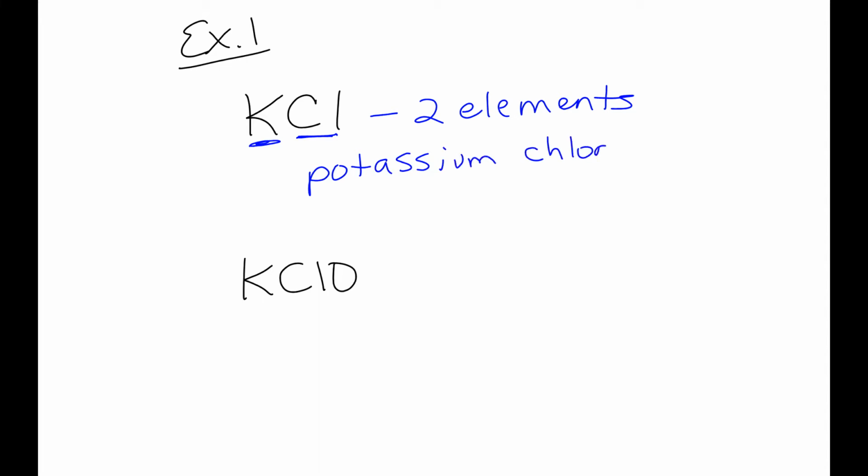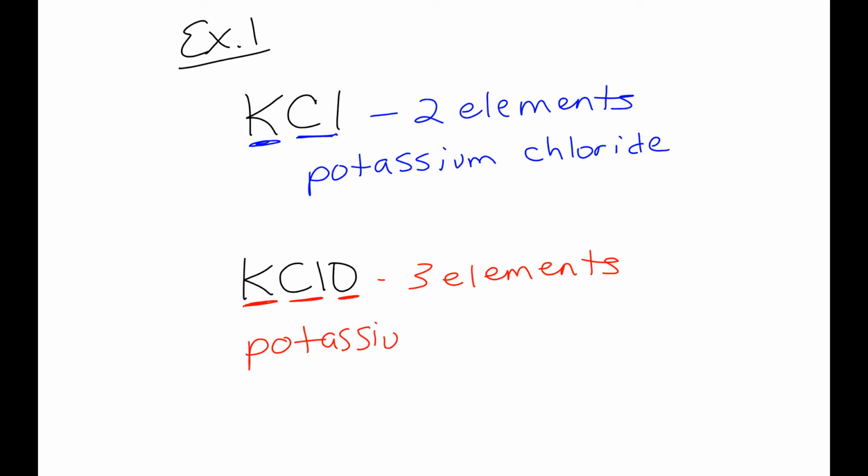Now, in order to tell whether you're going to be naming it like you would with two elements or naming the polyatomic ion, you have to see how many elements are in there. If there are more than two, like here, there's K, there's Cl, and then there's O. So that's three elements. So because there's more than two elements, we know that it contains a polyatomic ion. Okay, so this is potassium. We know K is potassium. And when you look on your polyatomic ion sheet, ClO is actually hypochlorite. So this is potassium hypochlorite.